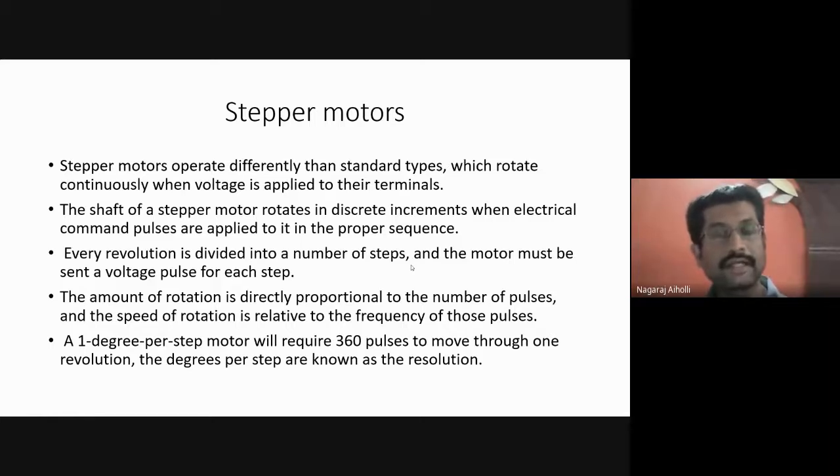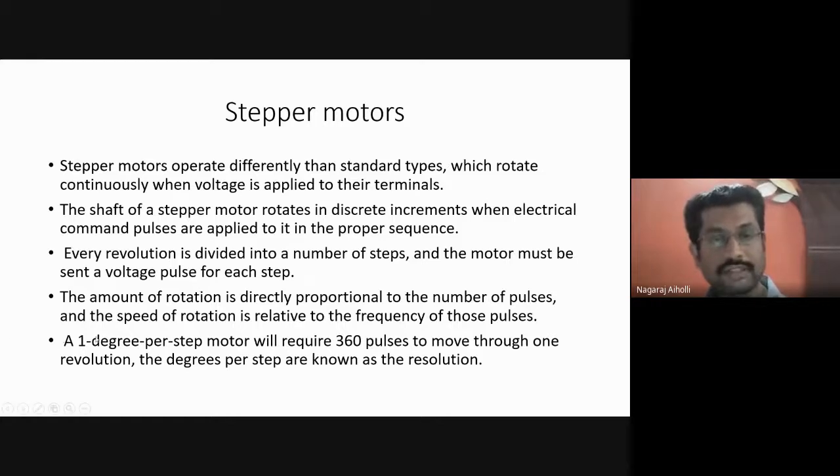If you take a 60 degree angle, that is 6 steps. If you decrease the angle, say to 30 degrees, then the number of steps will increase to 12 steps, like that. And the motor must be sent a voltage pulse for each step. It depends on what type of steps you require for a particular application. Depending on the application, you decide how many steps you require for one revolution.